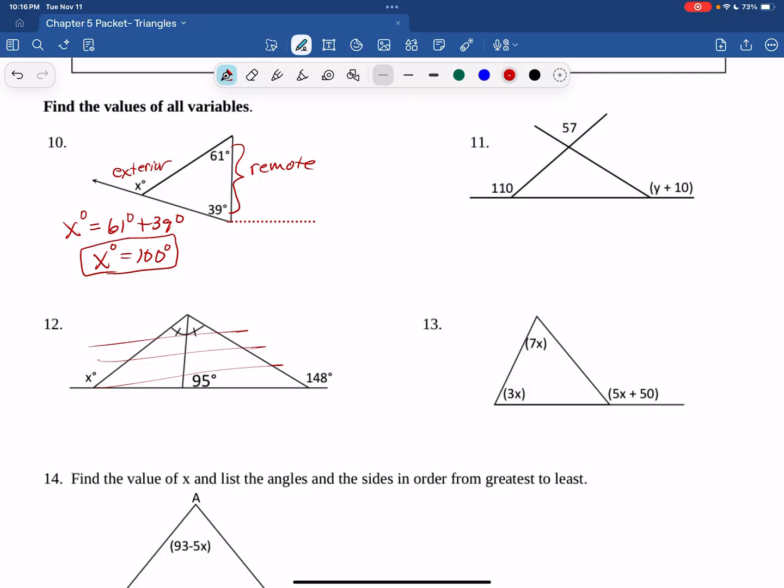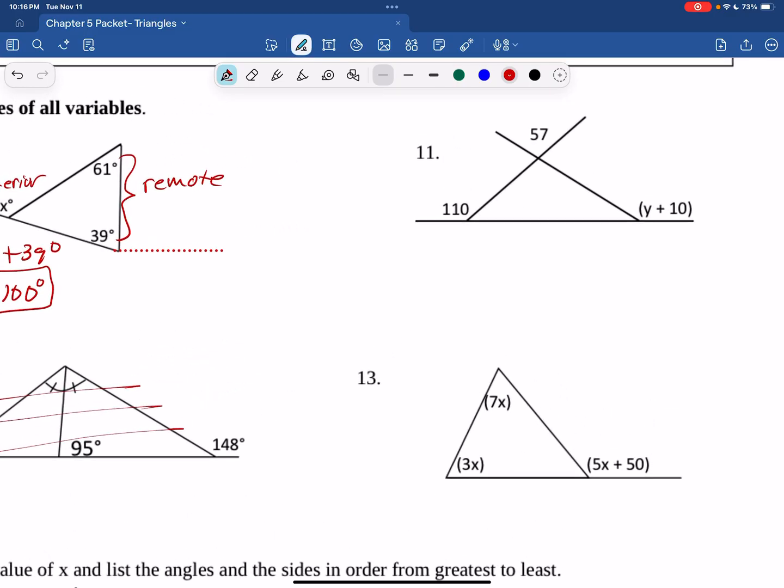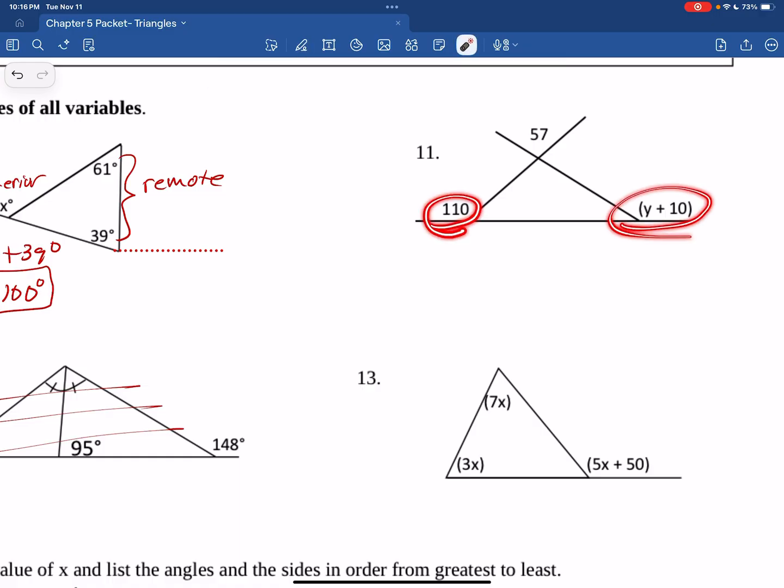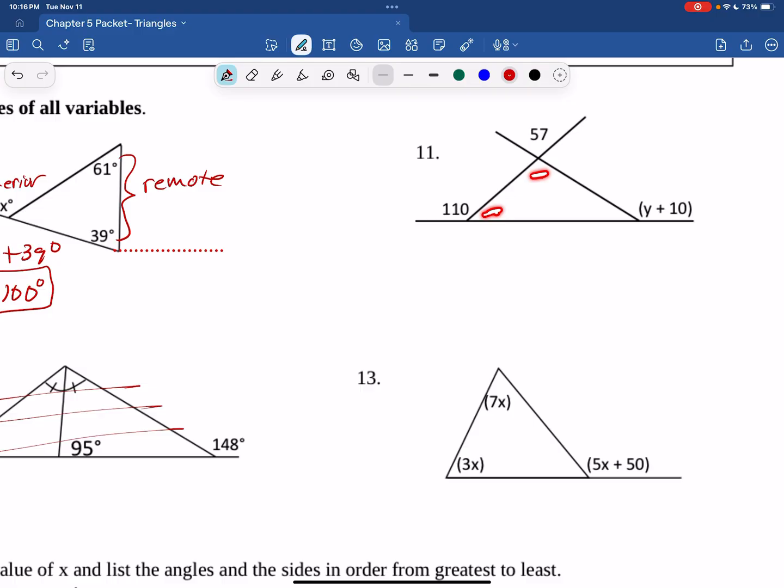Okay, so on number 11, I've got two exterior angles. I've got this one right here and this one right here. Okay, but I'm trying to solve for y. So what I'm going to do is concentrate on this one right here. In order for me to find out y, I need to know how big is this angle and how big is this angle. So I'm going to use some previous knowledge.